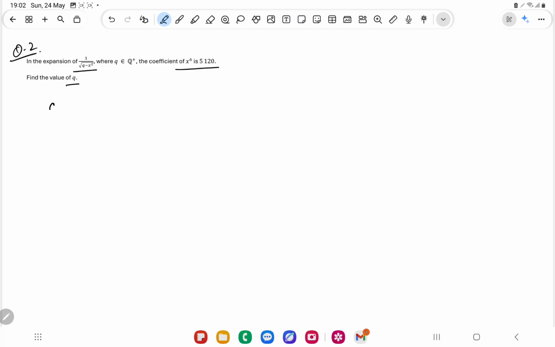Now first of all, let me rewrite this. I can write it as minus power half. Since I will be using the general term formula, I should take q to the power minus half common, so that I can make one coefficient as 1. So I made this as 1.